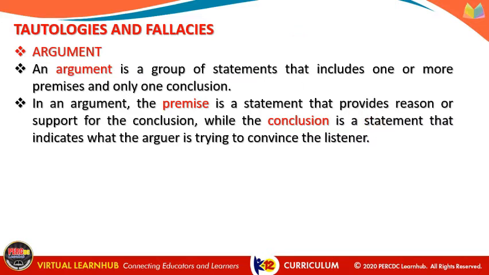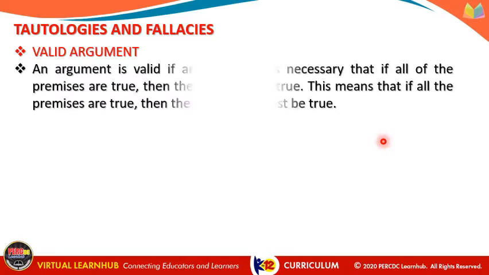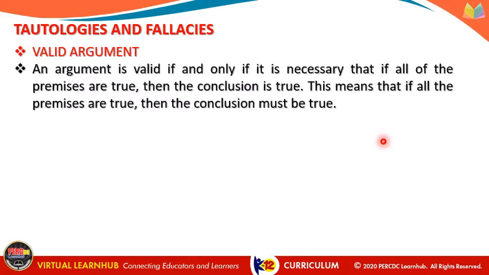Now, there are two types of arguments. One is the valid argument, and of course, the other one is the invalid argument. An argument is valid if and only if it is necessary that if all of the premises are true, then the conclusion is true.